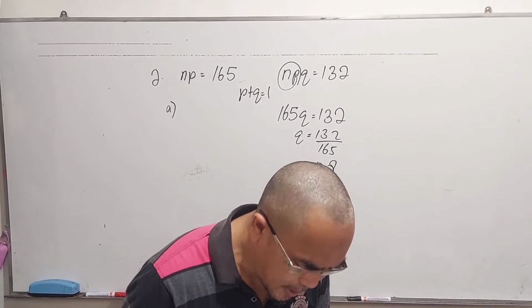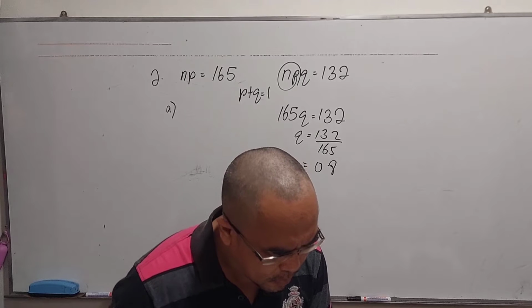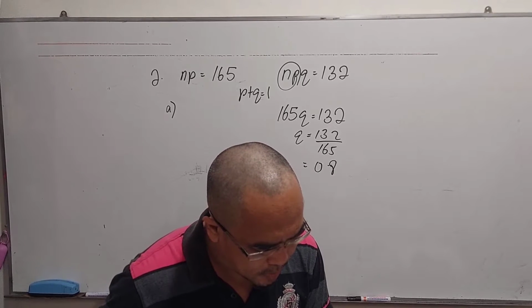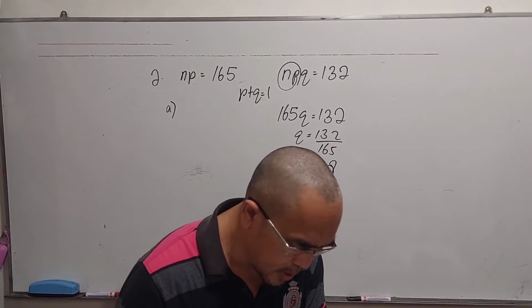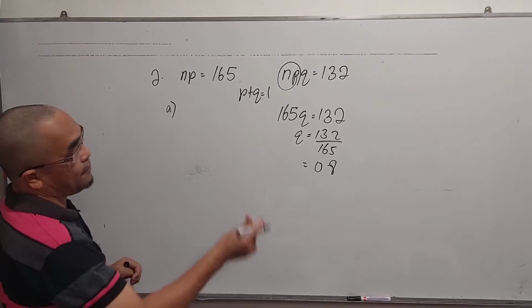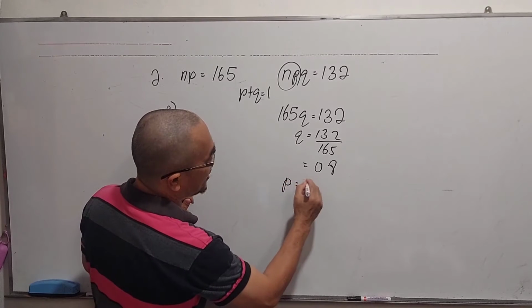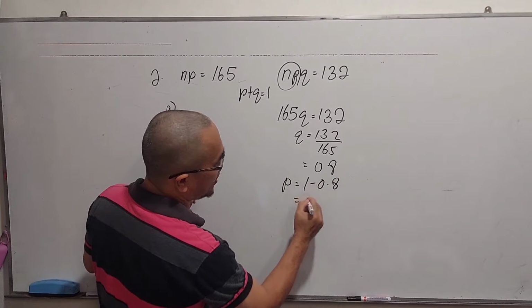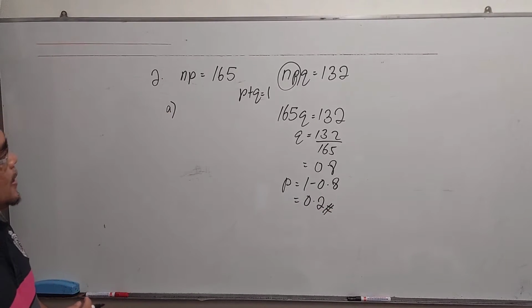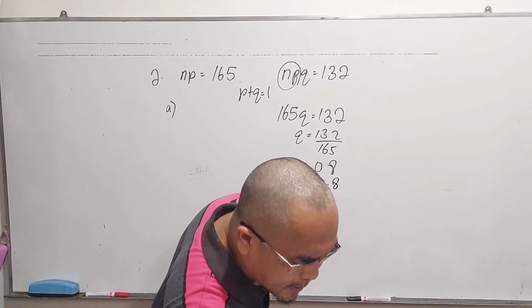Okay, but then what is the answer? Why is it different? Mean is 165. Oh, okay, that is correct. So if Q is 0.8, so P will be 1 minus 0.8, which is 0.2. Alright.